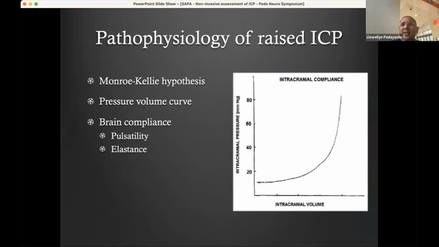The basic pathophysiology, the Monro-Kellie hypothesis, this, I think, for me anyway, is a fundamental decider in terms of where you can apply non-invasive techniques for assessing ICP.